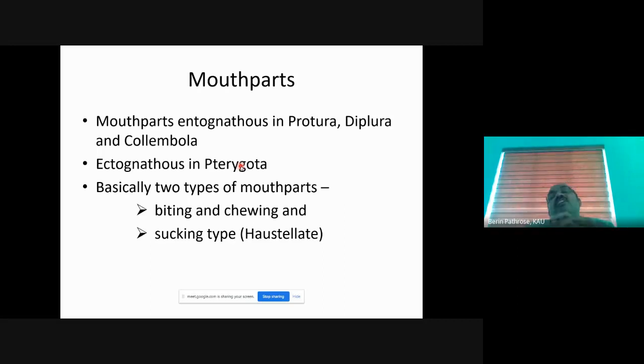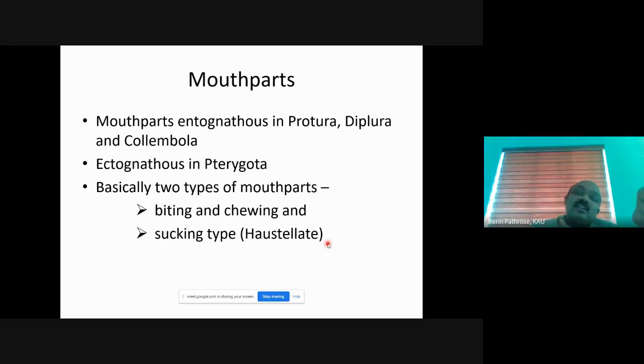And the second kind of mouth part is sucking type of mouth parts, especially in fluid feeding insects. The biting and chewing mouth parts take solid food, while the sucking type of mouth parts is also called haustellate mouth parts. The second type of mouthparts take in fluid.